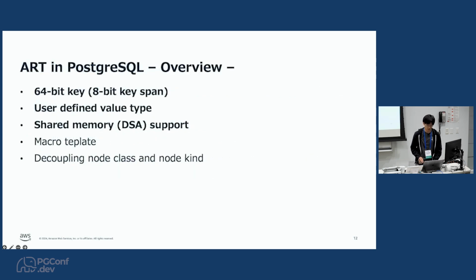So this is an overview of ART in PostgreSQL. In our implementation so far, we use a 64-bit key, and this is fixed. We currently cannot change that. But the user can specify the value type, and as I mentioned before, it supports both fixed length values and variable length values. It also supports shared memory, which means we can create a radix tree on the DSA area.